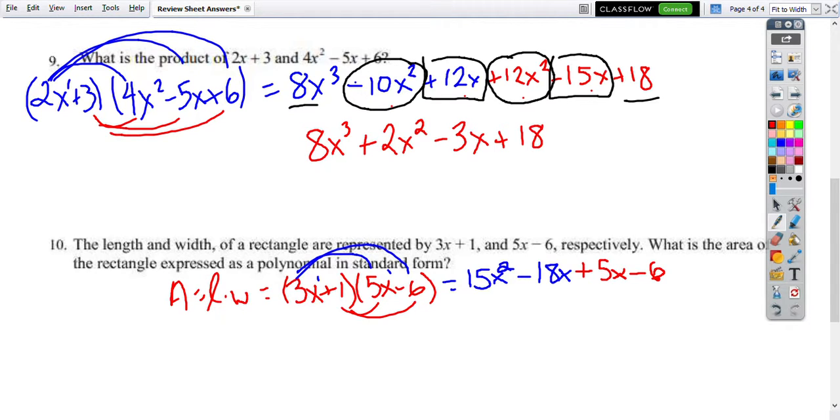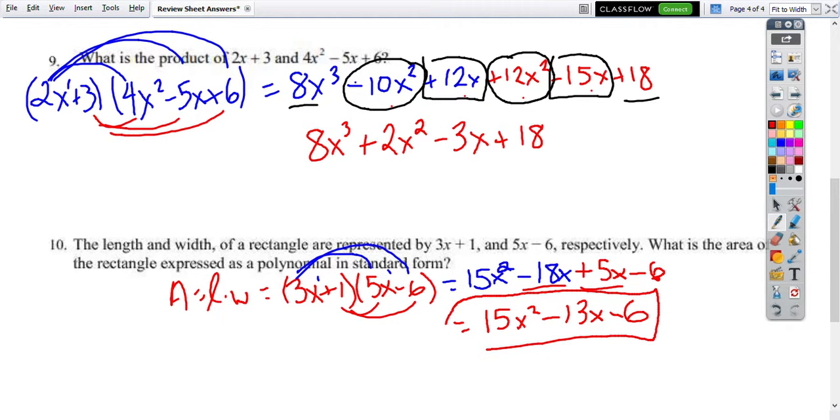All right, so we combine like terms. The like terms we have here are the x's. So standard form gives us 15x squared. We add, so we're going to get a negative because the larger number is negative, and then it's 13x, and then minus 6. And there's the area represented in standard form. And that's it.